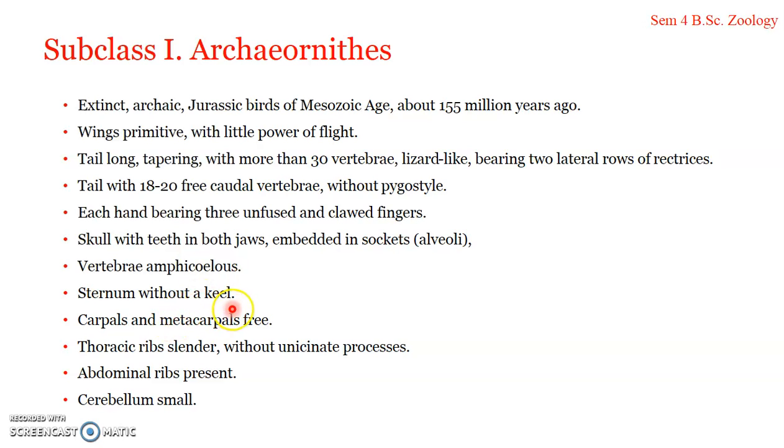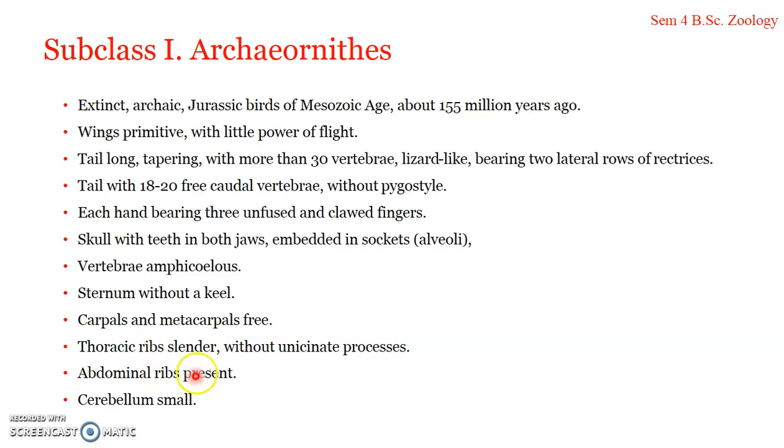Then the sternum is without a keel. Actually the sternum was not preserved in the earlier specimens, but in later specimens which were found, we saw that the sternum does not have any keel. The keeled sternum is a unique feature of modern birds. Then the carpals, metacarpals and phalanges are free in Archaeornithes, and the arrangement of the phalanges was of the reptilian type, almost like that found in a reptile.